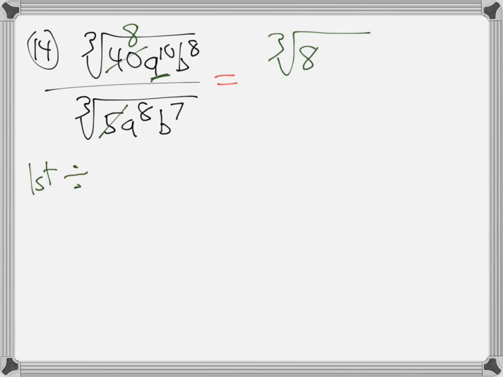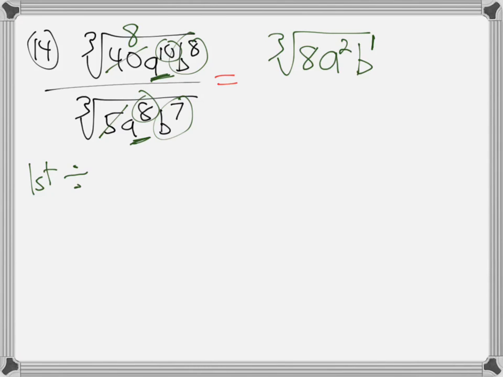And what do you do with a to the 10th over a to the 8th? Subtract powers. A squared, remember that? 10 minus 8. We just talked about that maybe half an hour ago. When you're dividing, powers subtract. And b to the 8th over b to the 7th? B to the 1st, or just b. See what I did there?